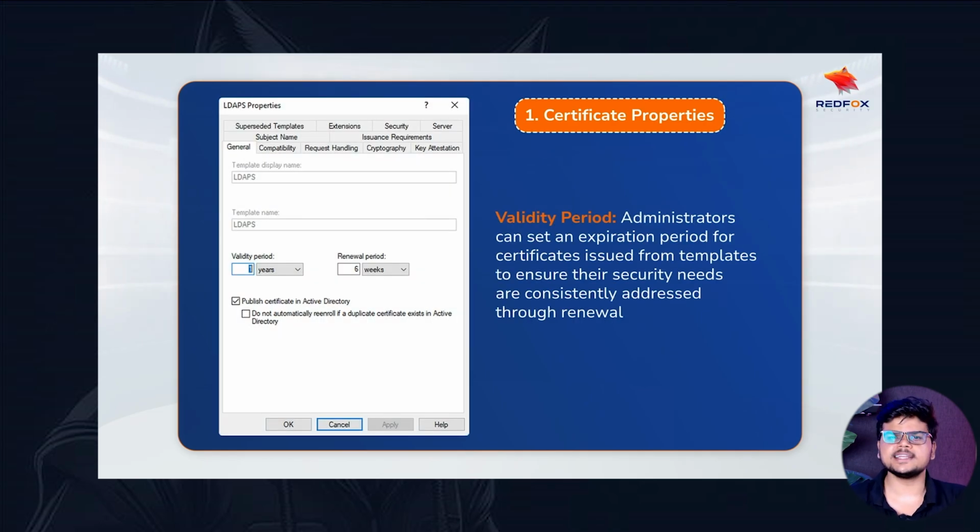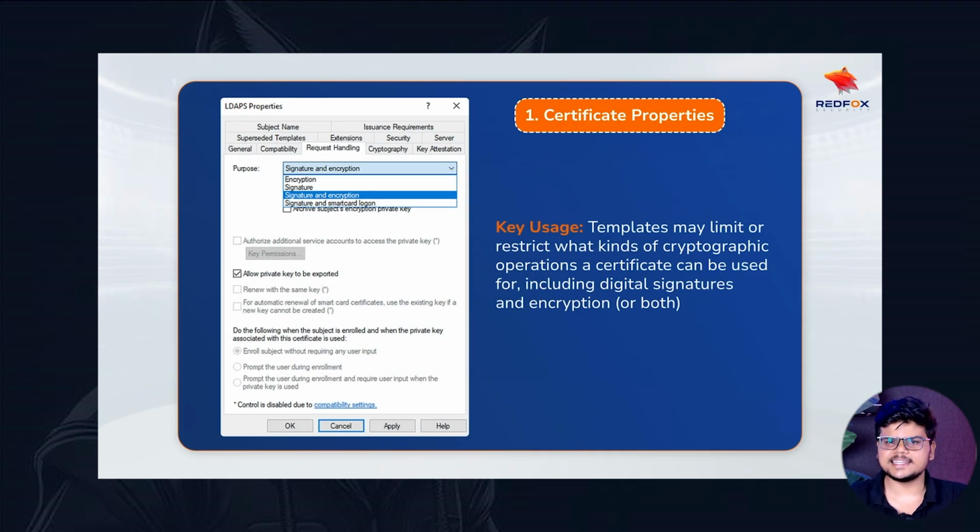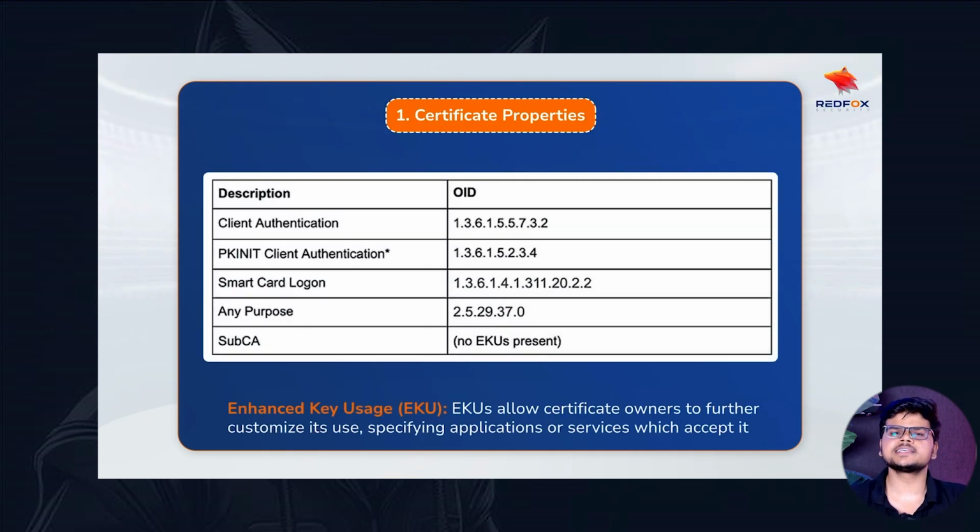The next property is validity period. Administrators can set an expiration period for certificates issued from templates to ensure their security needs are consistently addressed through renewal. The next property is key uses. Templates may limit or restrict what kind of cryptography operations a certificate can be used for, including digital signatures and encryptions, or both. The next property we have is enhanced key uses, in short EKU.